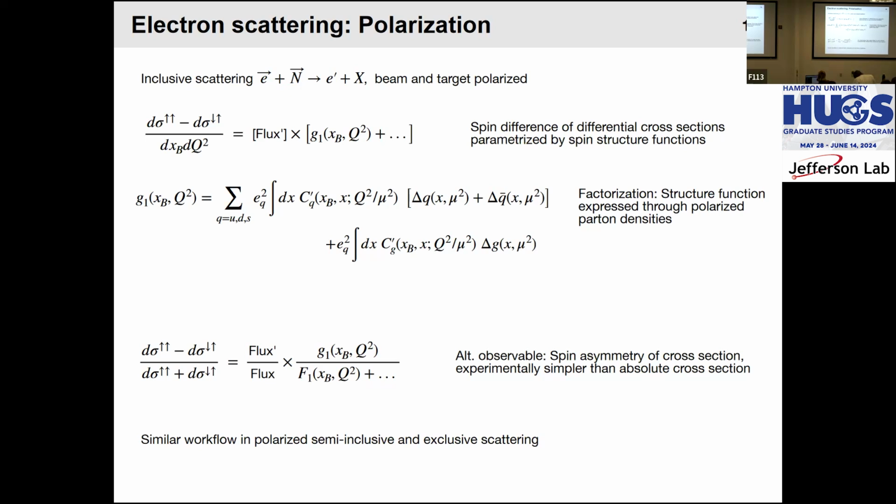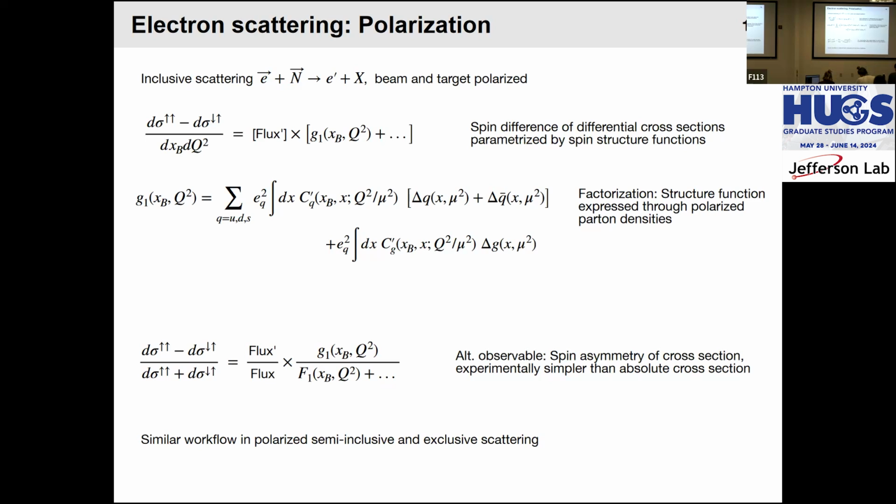And just one comment: this is for the polarized differential cross section. Typically, what one measures in experiments may not be the actual cross section, but what's called a spin asymmetry, which is the ratio of the difference, the spin difference of the cross sections, and the spin sum of the cross sections. So this is essentially dividing the expression for the spin-dependent differential cross section here by the previous expression we had for the spin-independent one.